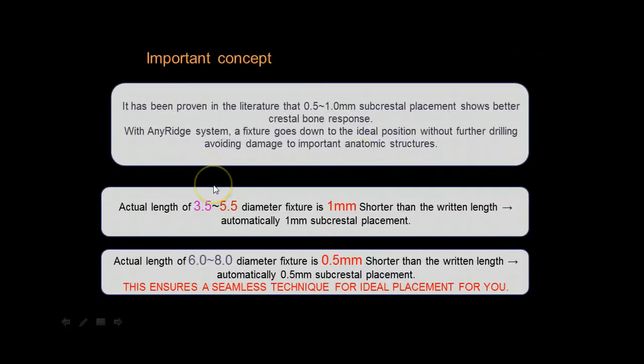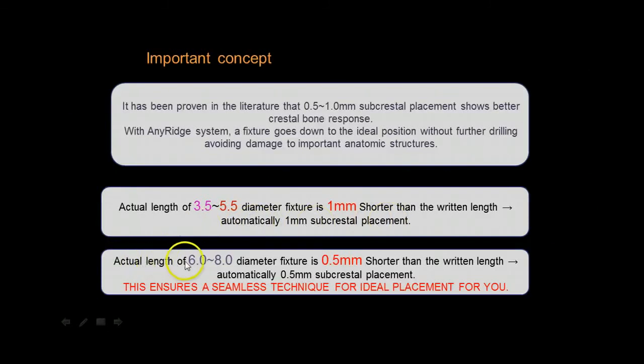Now, one thing we haven't talked about yet, but this is absolutely key. Let me first talk about the literature. It has been proven in literature that 0.5 millimeter to 1 millimeter subcrestal placement shows better crestal bone response. With the Anyridge system, a fixture goes down to the ideal position without further drilling, avoiding damage to important anatomic structures. Okay, so the actual length of the 3.5 diameter implants to the 5.5 diameter implants is 1 millimeter shorter than the written length. That ensures that your implant has the variability to be placed either at the crest of bone or 1 millimeter subcrestal. But again, it's ideal if you place it 1 millimeter subcrestal.